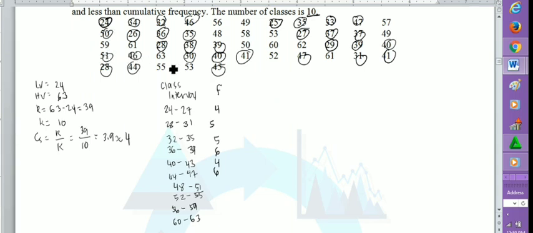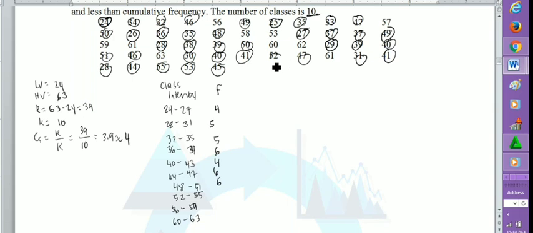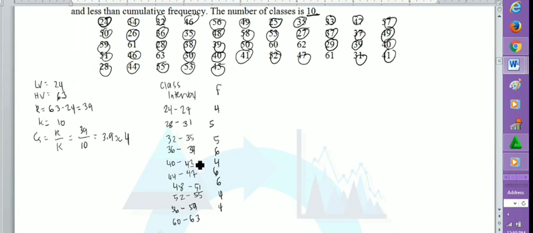1, 2, 3, 4, 5. 5 only. Ano? 6. And 52 to 55. 1, 2, 3, 4. 4 only. And 56 to 59. 1, 2, 3, 4. Okay. And 60 to 63. 1, 2, 3, 4, 5. Okay, 5.